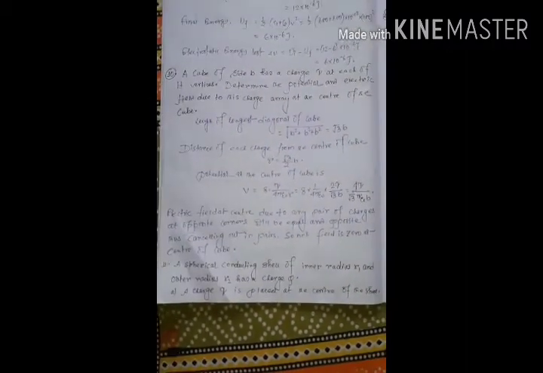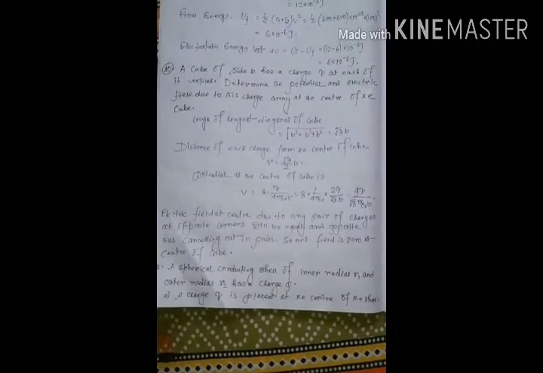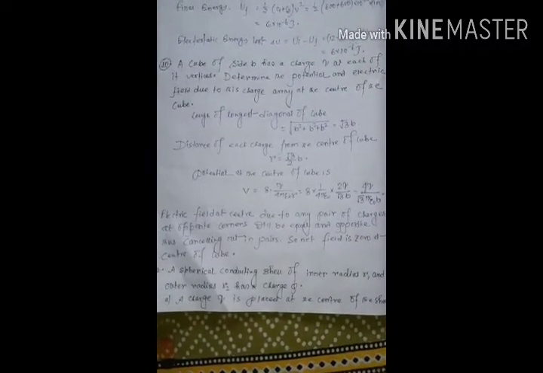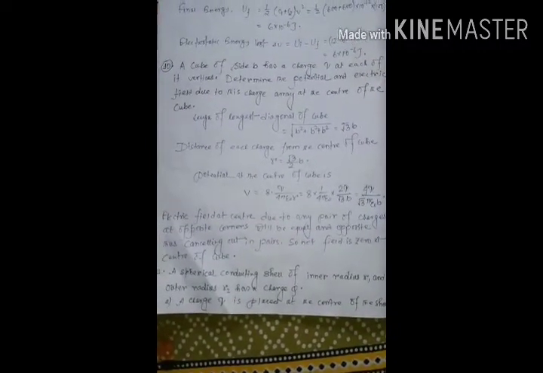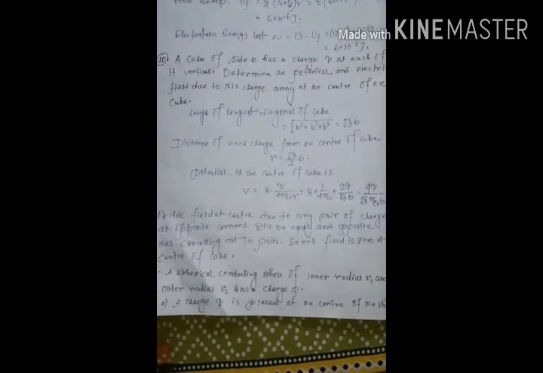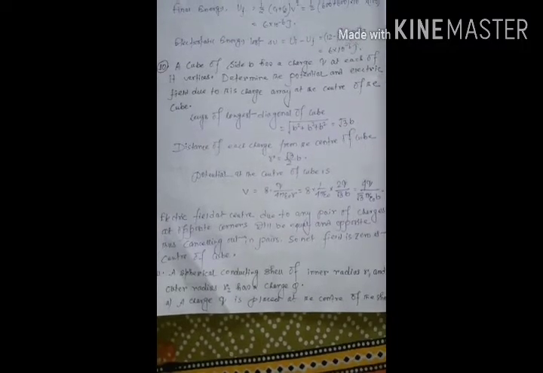But whenever you want to calculate the electric field at the center of the cube, you just see that the net electric field at the center of the cube is 0. Why 0? If you consider a pair of opposite corner charges, for this pair the electric fields at the center are equal in magnitude but opposite in direction. Therefore, they cancel each other. So that's why the total electric field at the center of the cube is 0.